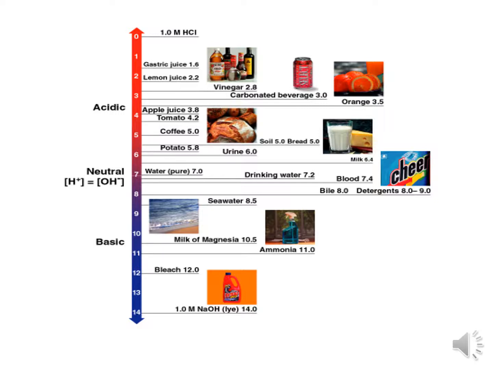Most of the water people get from their tap is a little above 7 because of its contact with underground limestone. Blood is 7.4. Seawater 8.5. Milk of magnesia, a common antacid, 10.5. Ammonia is 11. Remember, it's a weak base. Bleach 12, and lye, Drano, 1 molar NaOH would be 14.